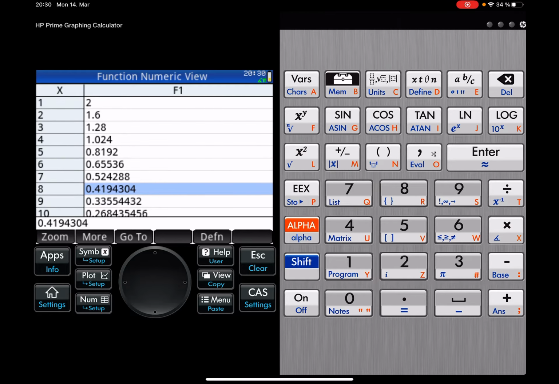And maybe we can write that down. 2 times 0.8 to the power of 8 minus 1 is equal to 0.419 dot dot dot. So that's one way of solving that one.